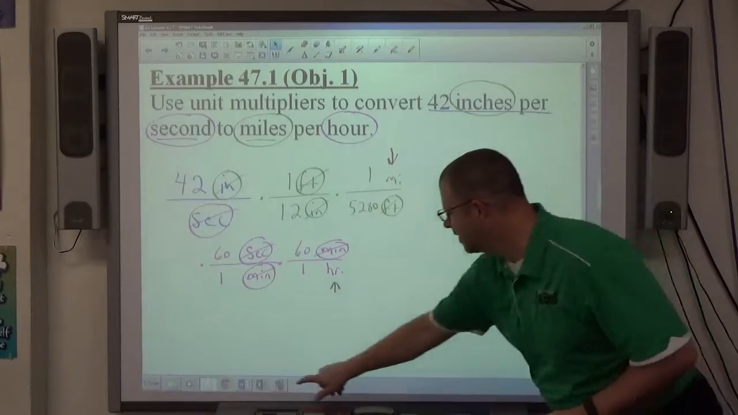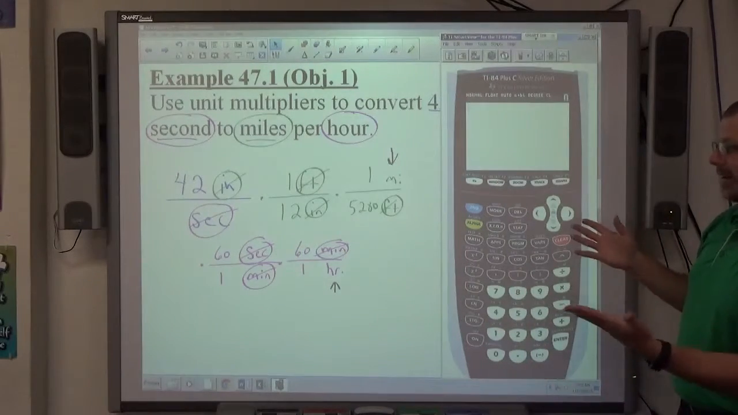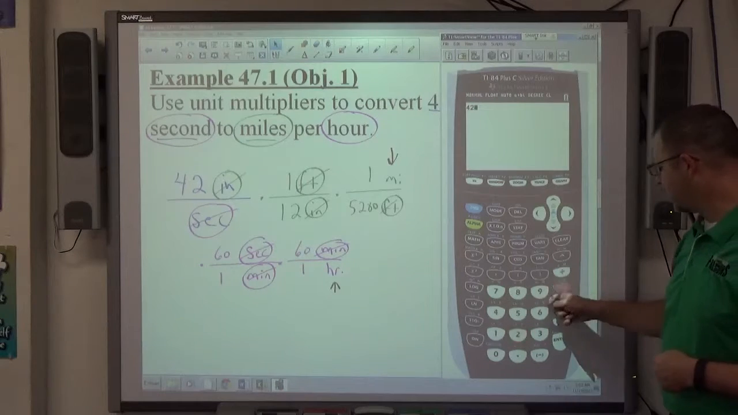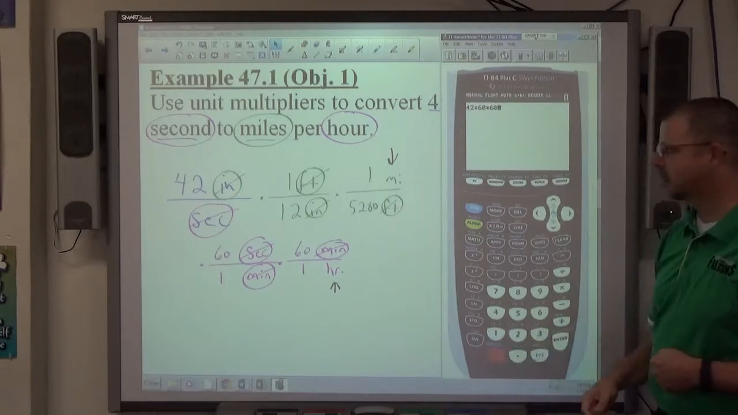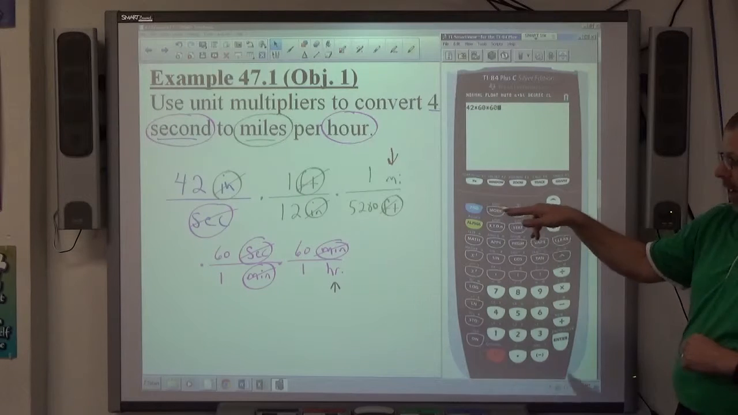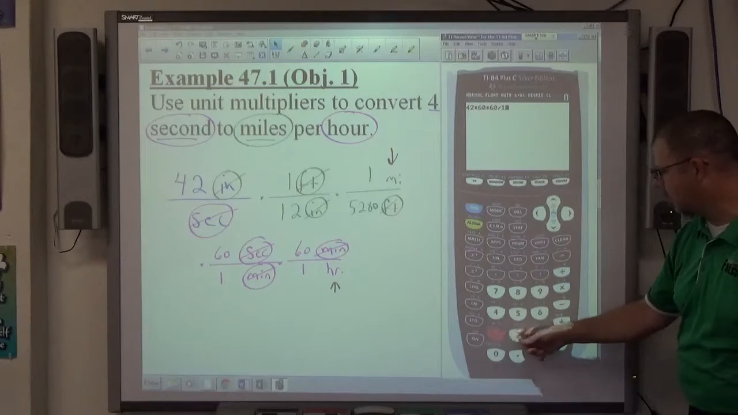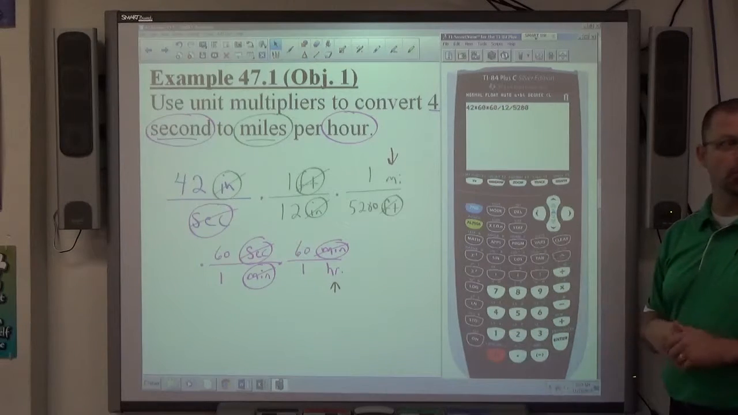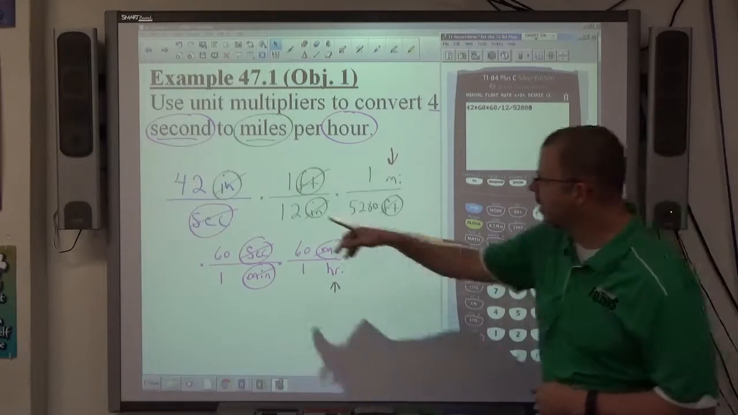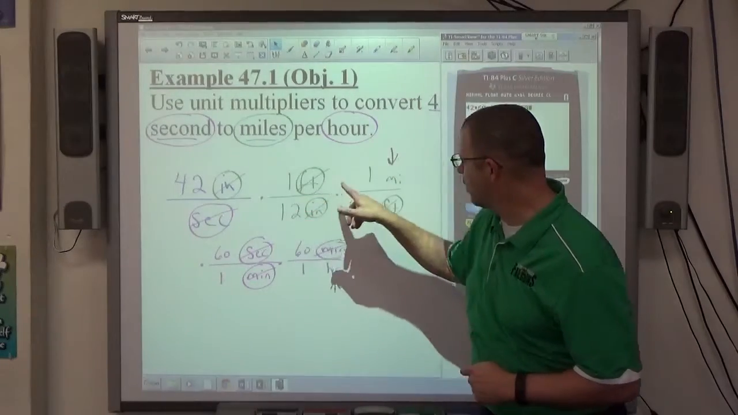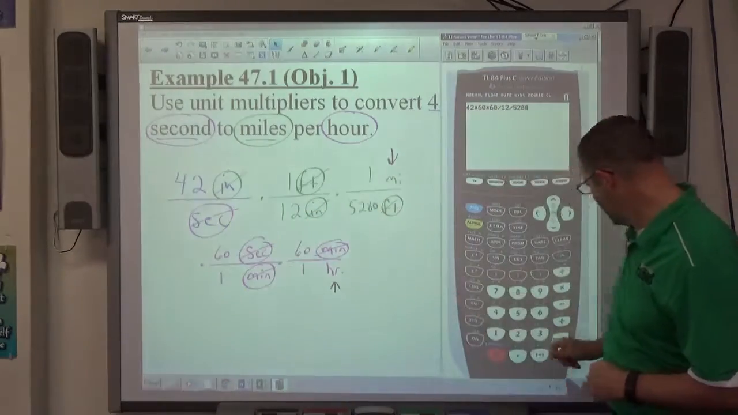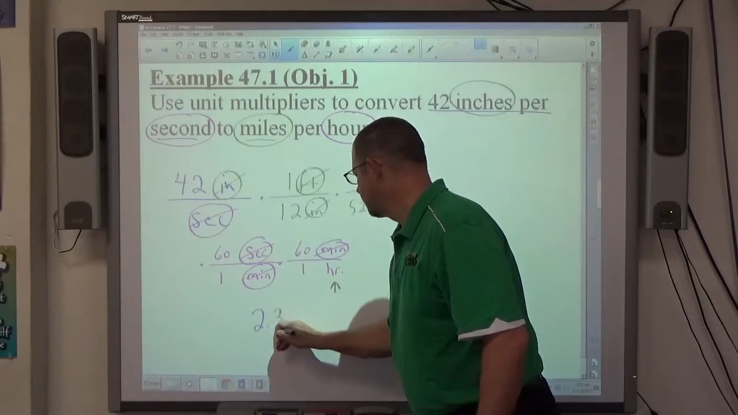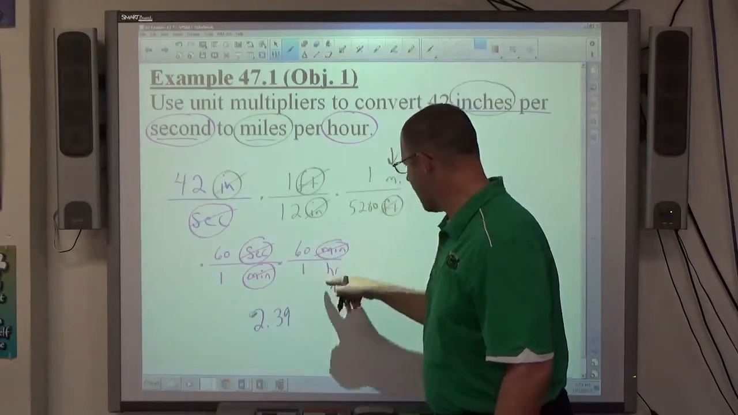All right. So looking at all the numbers on top, I got a 42 on top. Ones don't matter. Times 60 times 60. On bottom, I got a 12 and a 5280, divided by 12 and divided by 5280. Make sure every bottom number is a division, every top number is a multiplication. So altogether, that's 42 divided by 12 divided by 5280 times 60 times 60, which comes out to 2.39 miles per hour.